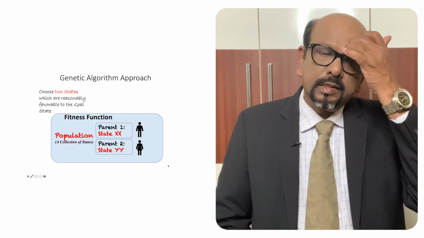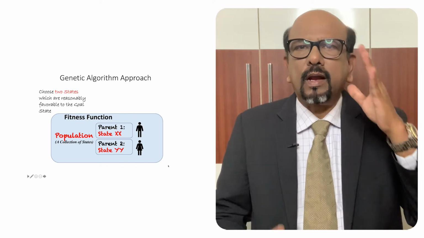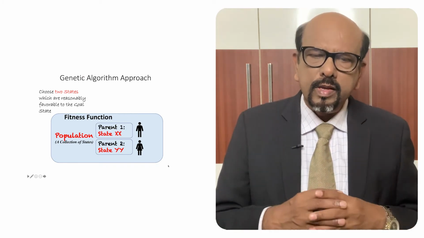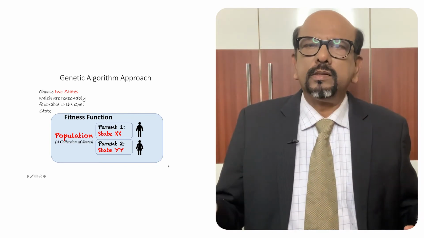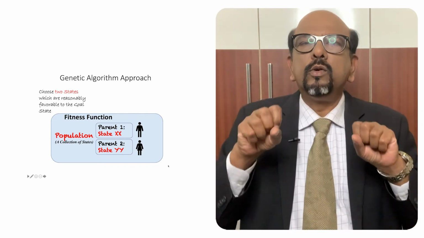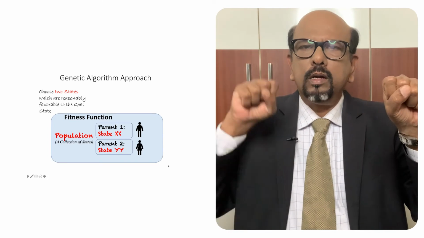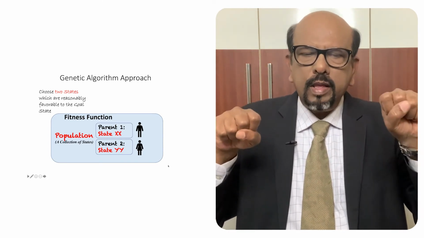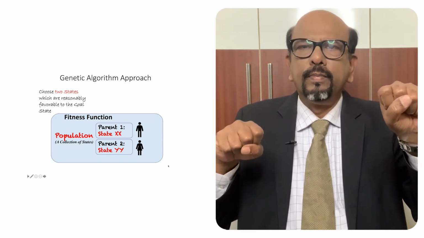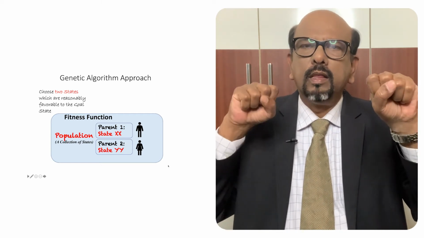Now, let us come to the genetic algorithm. What are we exactly going to do? From the entire space, you select any two states, state 1 and state 2. State 1 is called the father. State 2 is called the mother.